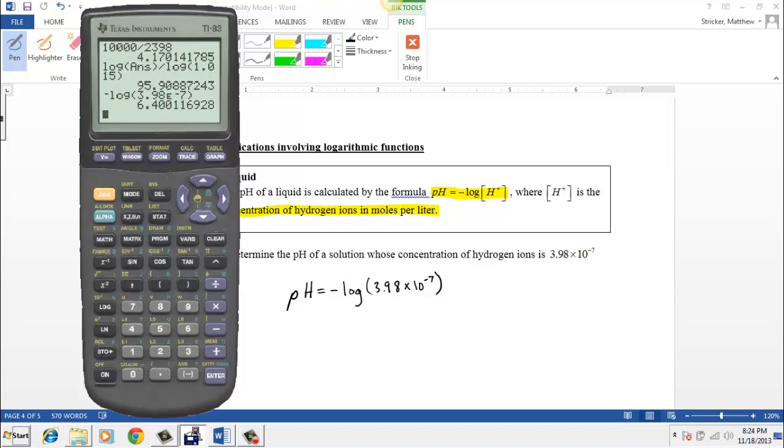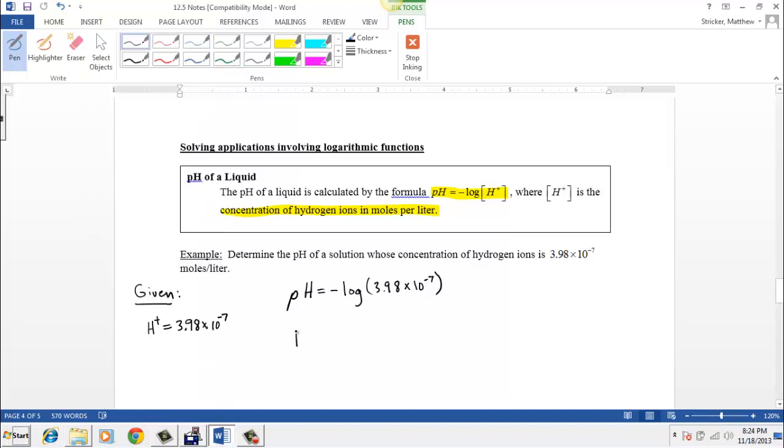Now the other way we could have calculated this, we could have also said negative log 3.98, and we could just specifically write it out, times 10 raised to the negative 7, and that'll give us the same answer. I think there's a little bit more to type in that way, but you can also do it that way. This is a pH of 6.4. So we just found that the pH is 6.4. Let's go ahead and think about what that means.